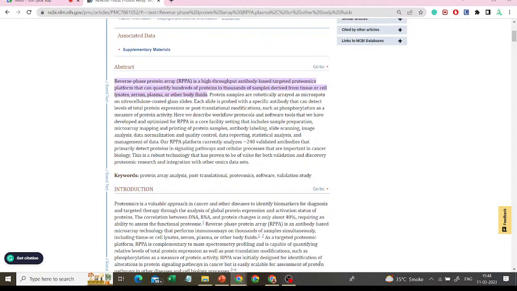So here you can describe the workflow protocols or tools that they had developed and optimized for RPPA in a core facility setting, which includes sample preparation, microarray mapping, printing of protein samples, antibody labeling, slide scanning, image analysis, data normalization, and quality control.